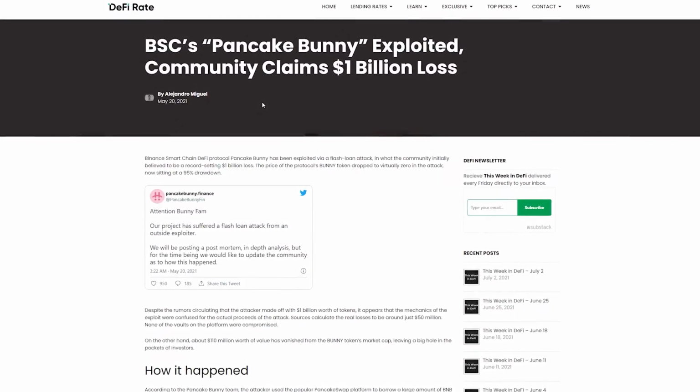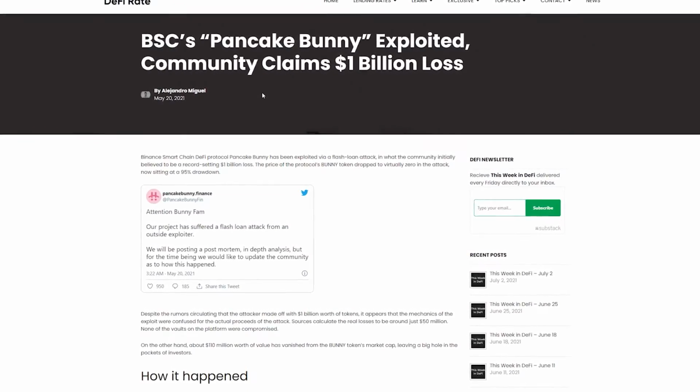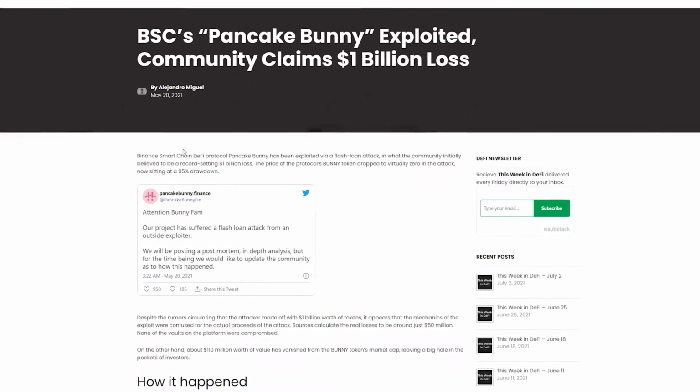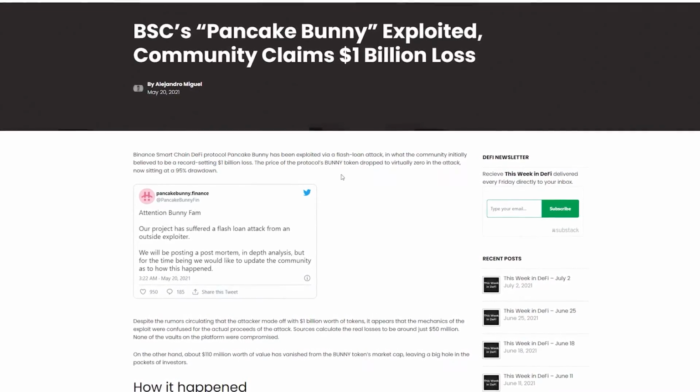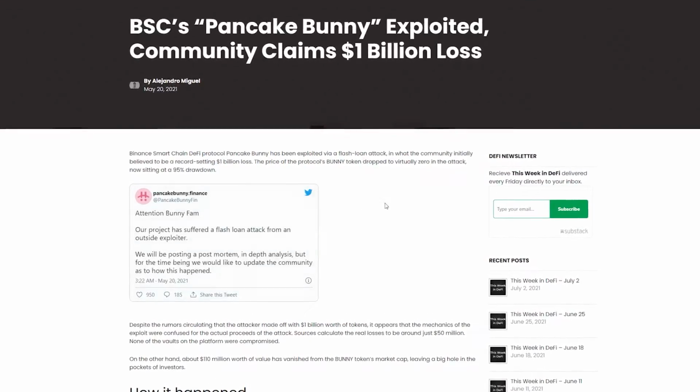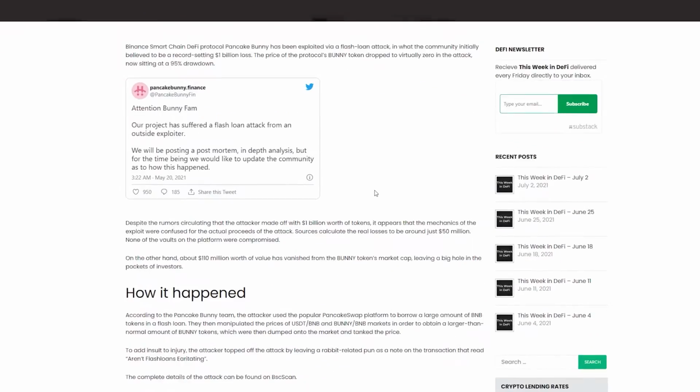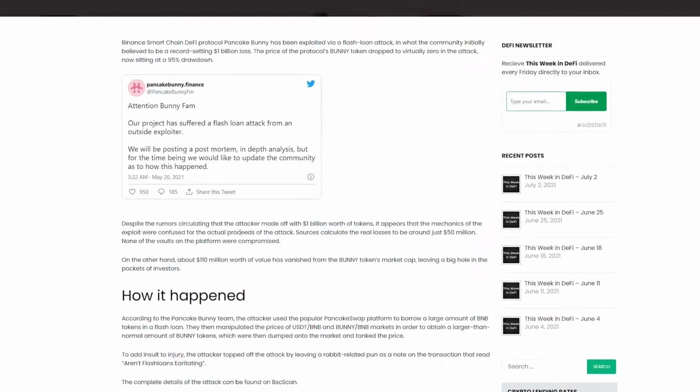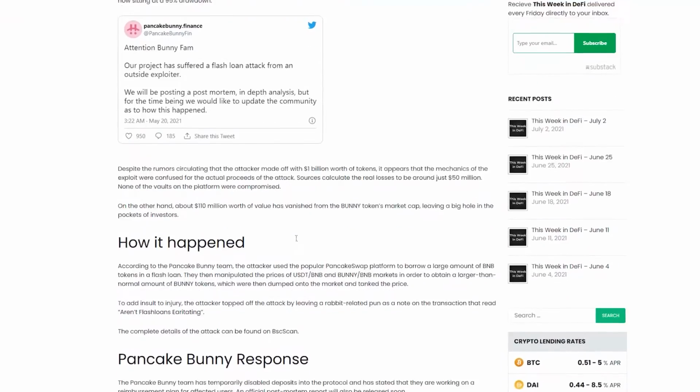But these flash loans also come with risks, such as the recent attack on Pancake Bunny, which led to a 95% drop in the price of the Bunny token. Attackers can take advantage of those flash loans and the price differences between dexes to make huge profits.